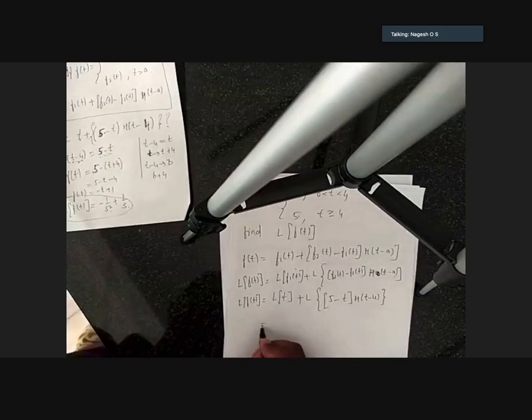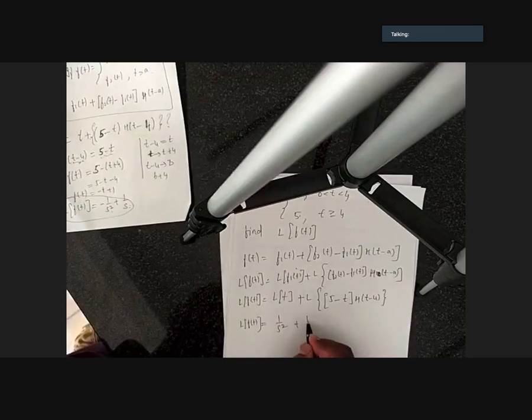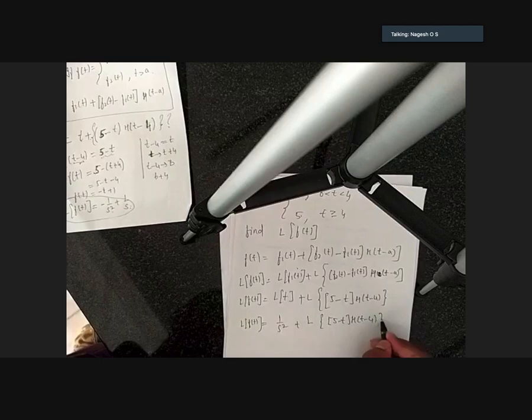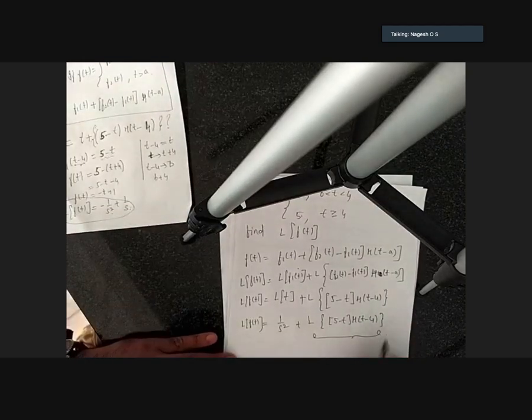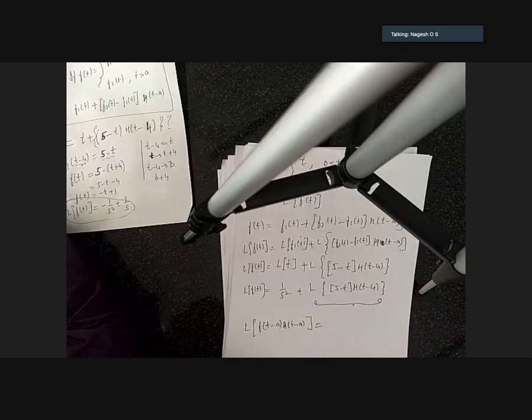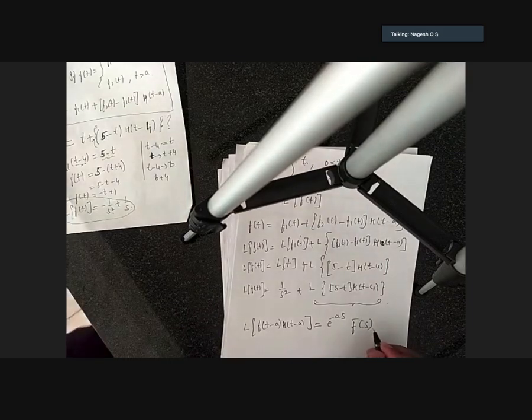This one you can write the answer directly, 1 by s square. L of f of t is that plus L of 5 minus t, h of t minus 4. For this, we can't write the answer directly. For that, what do we have to use? L of f of t minus a, u of t minus a or h of t minus a, both are the same, don't get confused, is equal to e power minus as f bar of s.